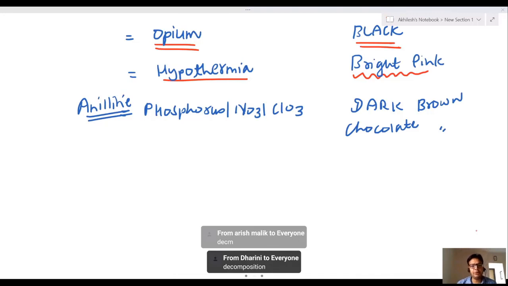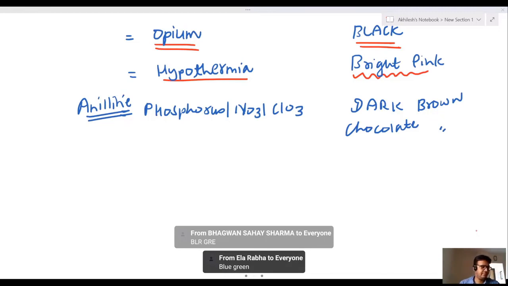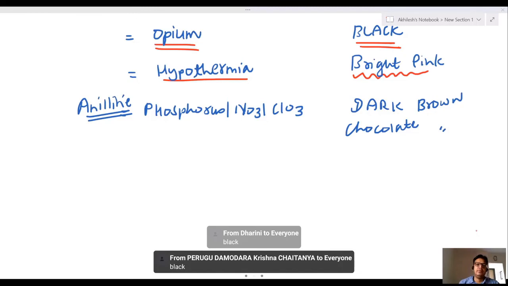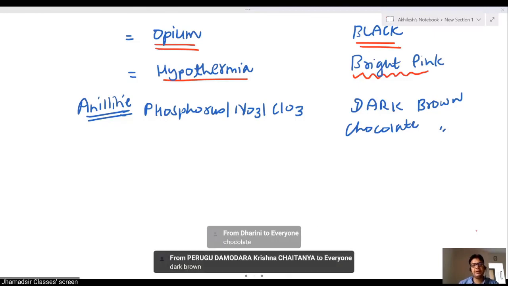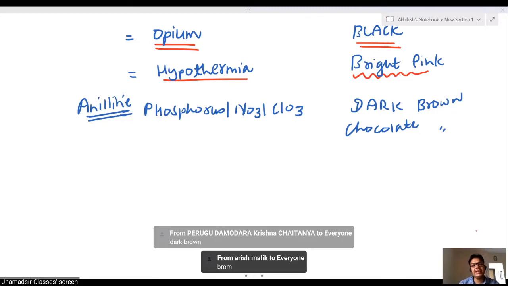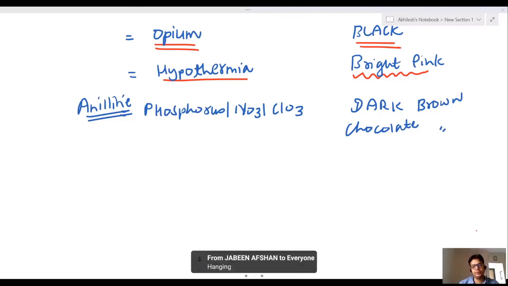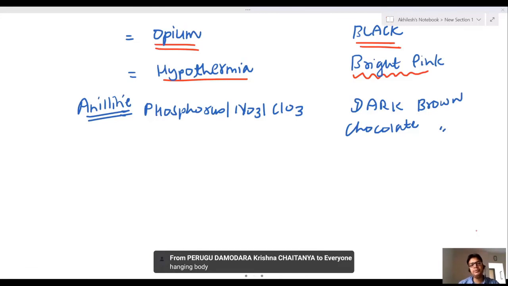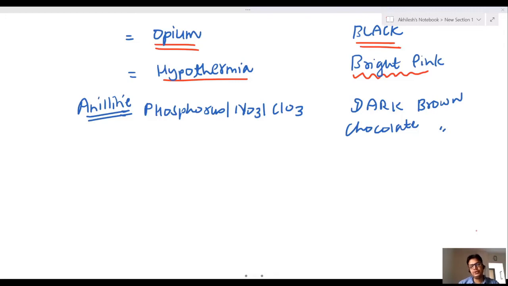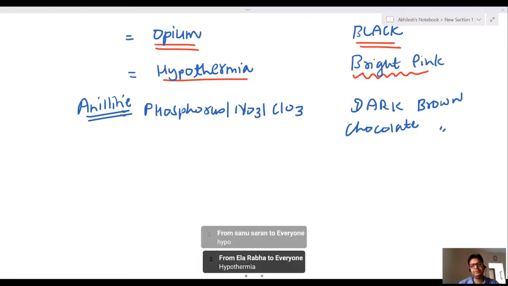Hypothermia, what is the color of postmortem staining? Hypothermic death, bright pink. Hydrogen sulfide poisoning, bluish green. Opium poisoning, black. Aniline and phosphorus poisoning, dark brown. Glove and stocking postmortem staining is seen in death due to hanging. Wischnewski spots in the stomach mucosa are a postmortem finding of hypothermia.